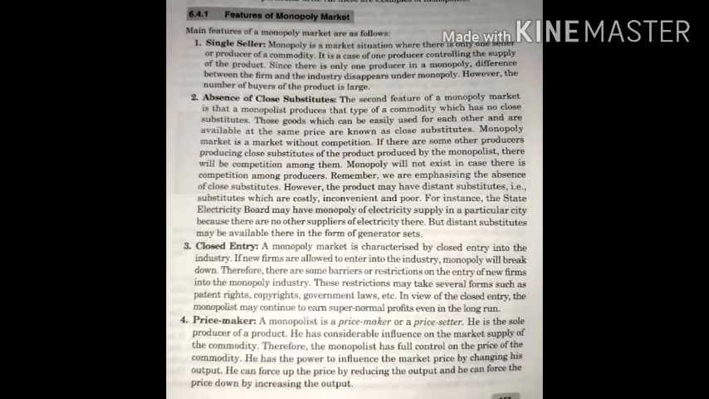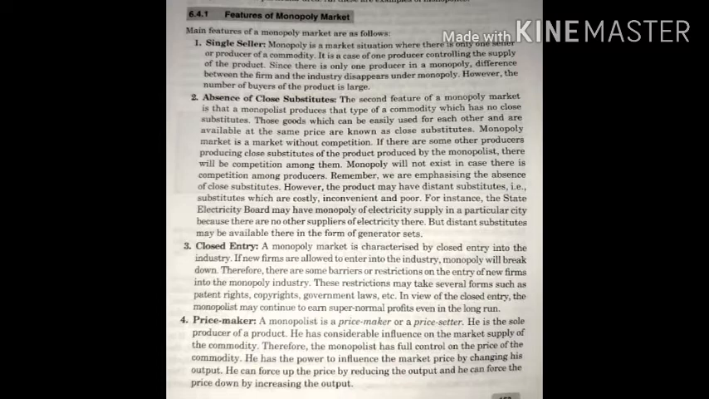The various features of monopoly market. First is single seller. Monopoly is a market situation where there is only a single seller and many buyers. In case of one producer controlling the supply of the product, since there is only one producer in a monopoly, difference between the firm and industry disappears under monopoly. However, the number of buyers of the product is large. So, in a monopoly market, there is single seller and large number of buyers.